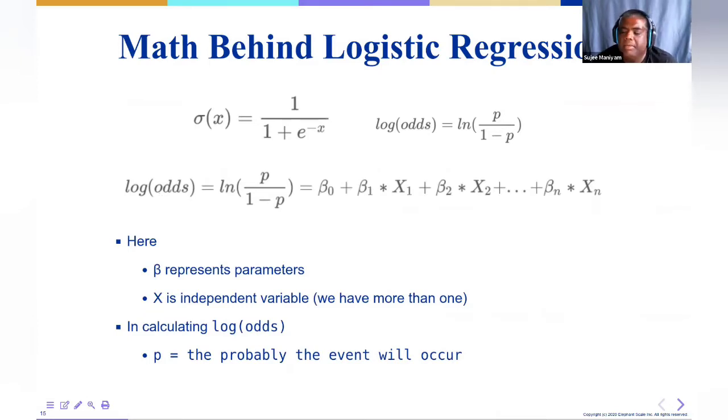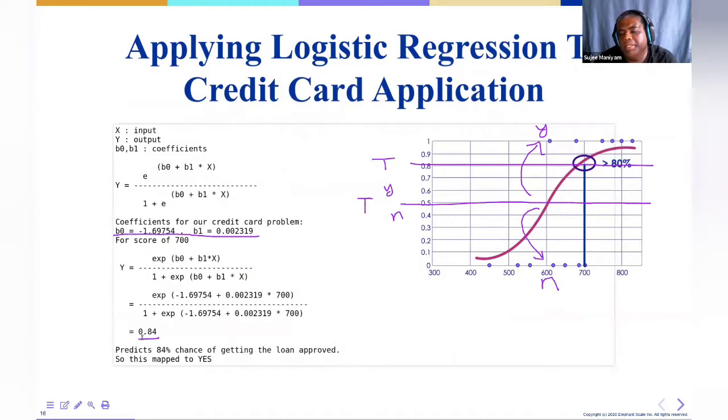There's a stats theorem behind this. What the logistic is telling you is not yes or no. It's telling you the probability of something happening. So when it says 84%, it means the probability of me getting a credit card is 84%. Whether it's a yes or no is up to us. For example, if my threshold is 50%, scoring 84 is a yes. But what if my threshold is 90%? Then scoring 84 is a no.